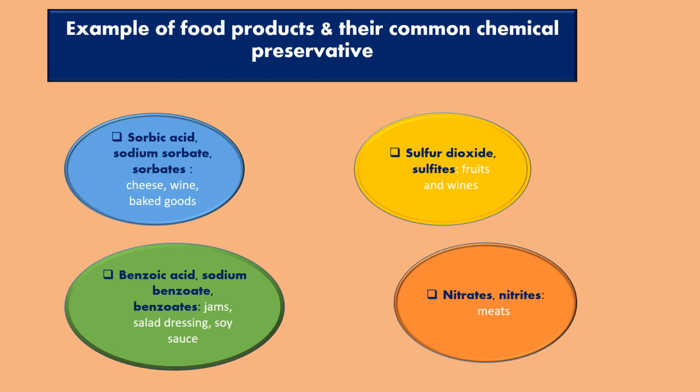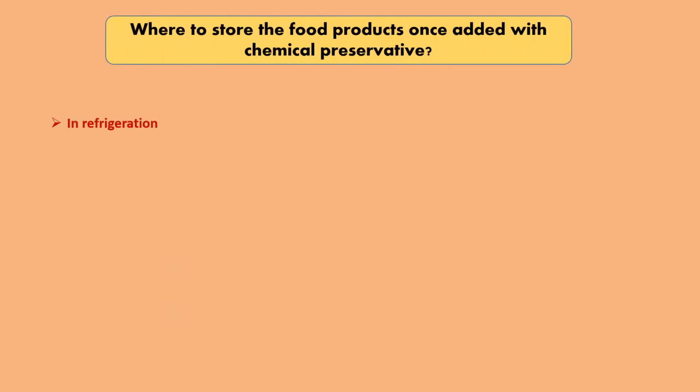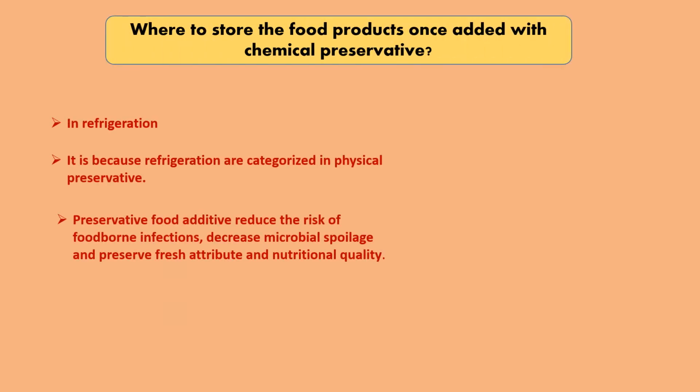The third one, the products are fruits and wines. The chemical preservative is sulfur dioxide. Where to store the food products once added with chemical preservative? In refrigeration, because refrigeration is categorized as a physical preservative.